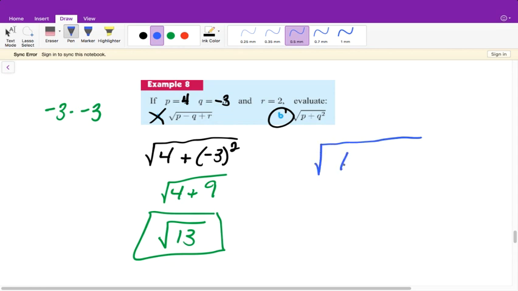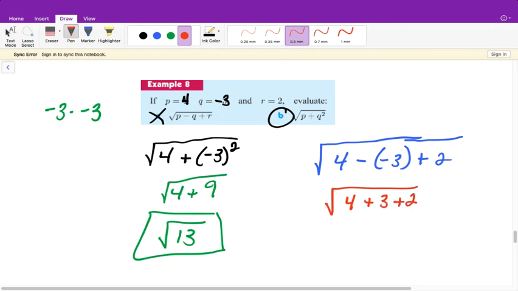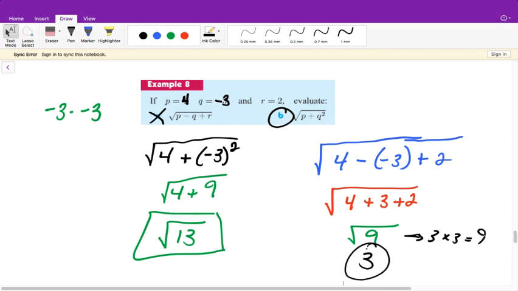So P is equal to 4 minus Q, so minus -3 plus R. So then this is going to give me the square root of 4 plus 3 plus 2. Well, 4 plus 3 is 7. 7 plus 2 is 9, so the square root of 9. So remember, when we're taking the square root, we're saying which number times itself, because it's a square root, gives me 9. Well, I know that 3 times 3 is equal to 9, so that means the square root of 9 is equal to 3.